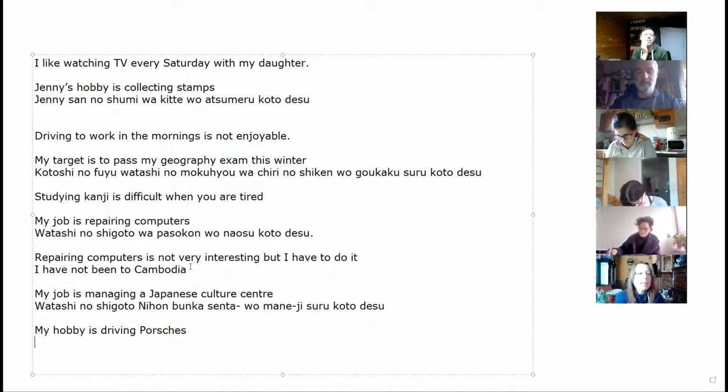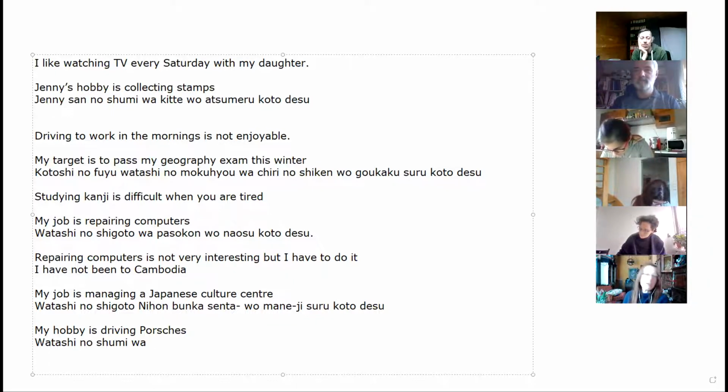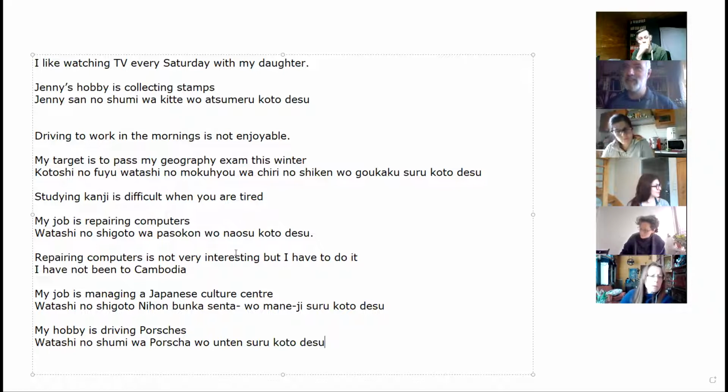Okay, the easy part. Watashi no shumi wa. Good. Porsches. What I think driving is unten suru. Good. Suru koto desu. Yeah, exactly this. Good. Okay. See, it's easy, really. Just stick koto in there. Any questions, guys?